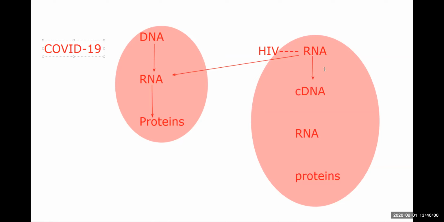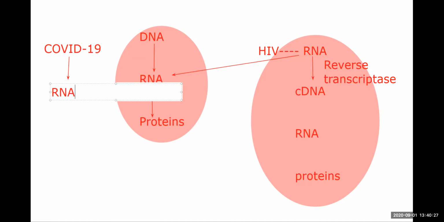With HIV, you have a very important protein called reverse transcriptase that converts the HIV RNA genome into cDNA. In COVID-19, what you have is also RNA, but this virus doesn't have reverse transcriptase like HIV. This has RNA-dependent RNA polymerase.